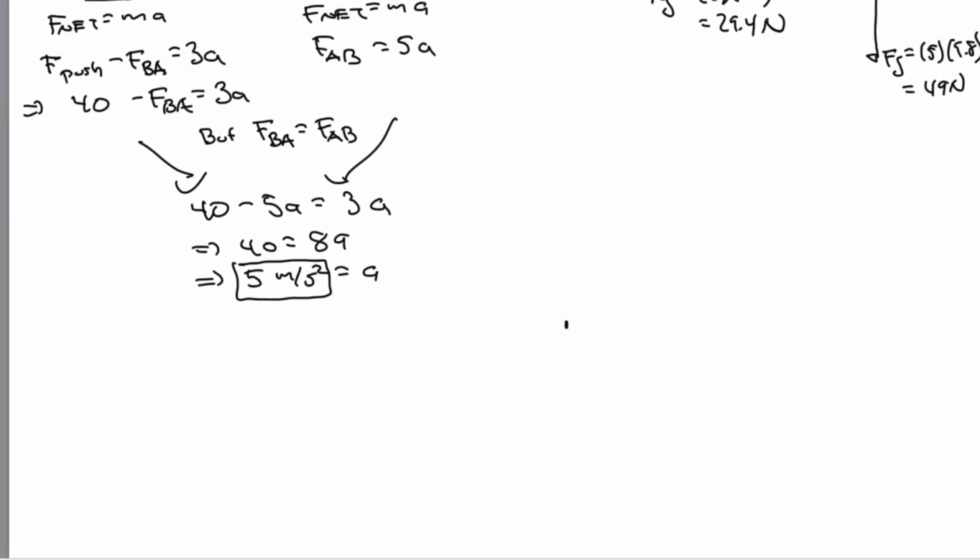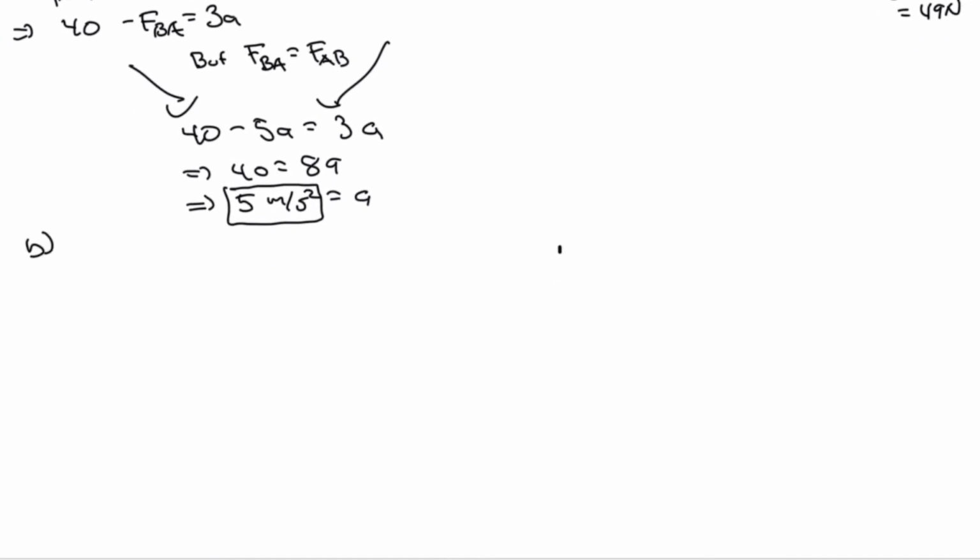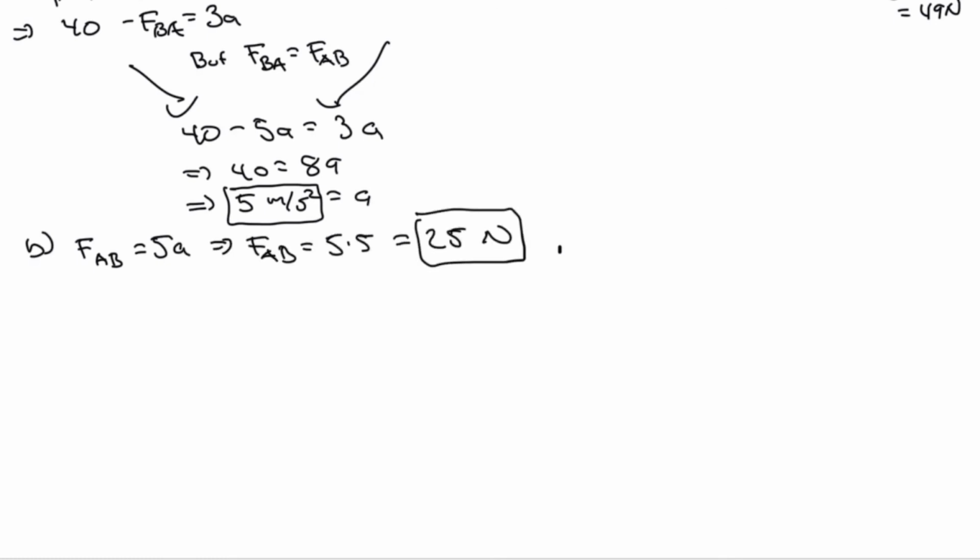To solve for part B, we simply use one of our equations. F of AB is equal to 5A. We plug in this acceleration to find that the force acting in between them is 25 newtons.